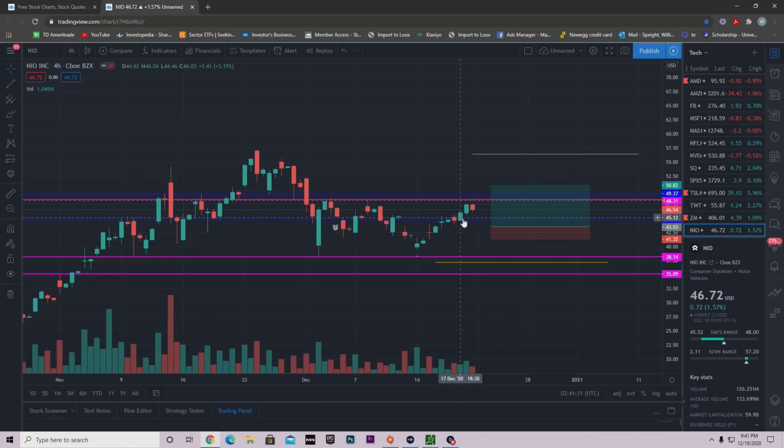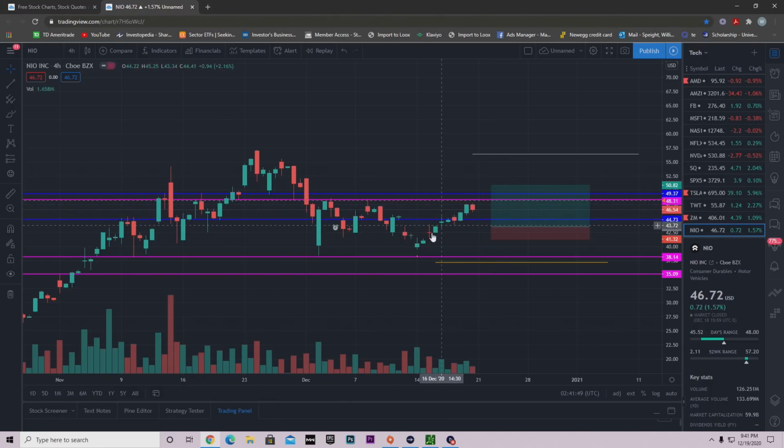Now we held above this support, and now we're starting this uptrend. We're back in this horizontal range right here. This is exactly what you want to see on NIO. Now I drew this pink line because it was another previous smaller resistance. Look what happened, guys. On Friday, we tried to push up to it, and we got rejected, and now we're just holding off right here.